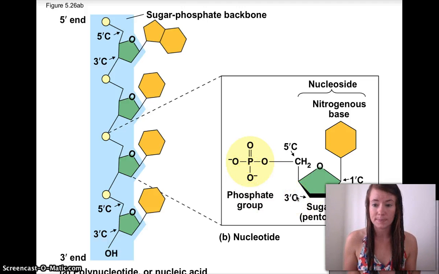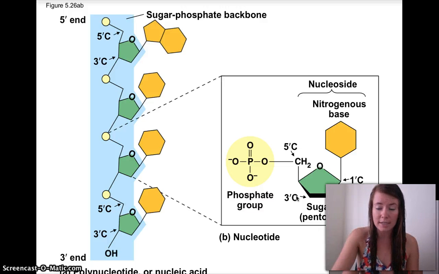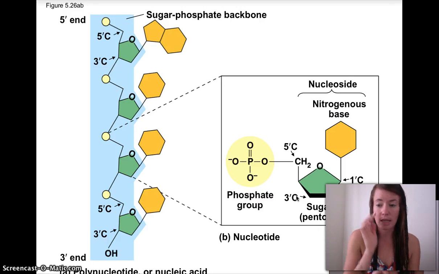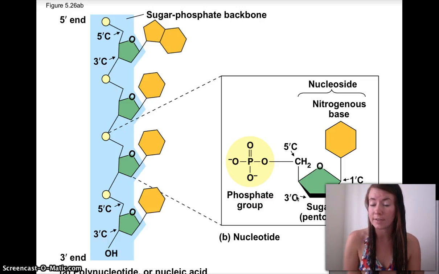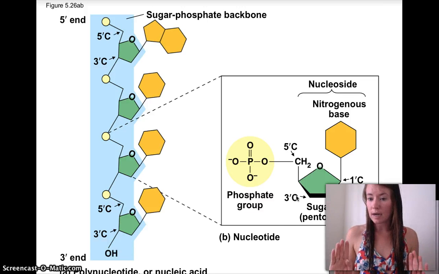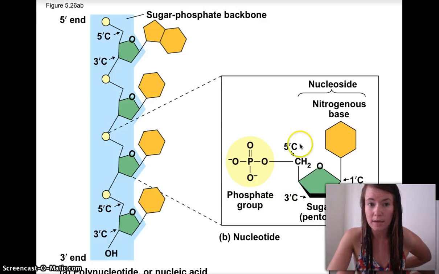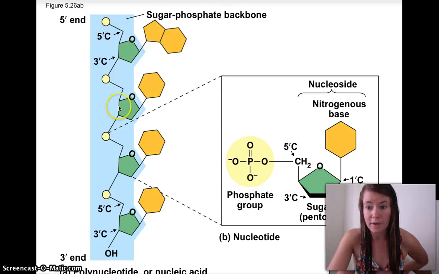a bond is formed. This type of bond is a phosphodiester bond. You'll see that on a coming slide if you want to write that down. Phosphodiester bond, and that is between a phosphate group and a 3' carbon of another nucleotide. And so what we get when all these bonds are made is what we call the sugar phosphate backbone.